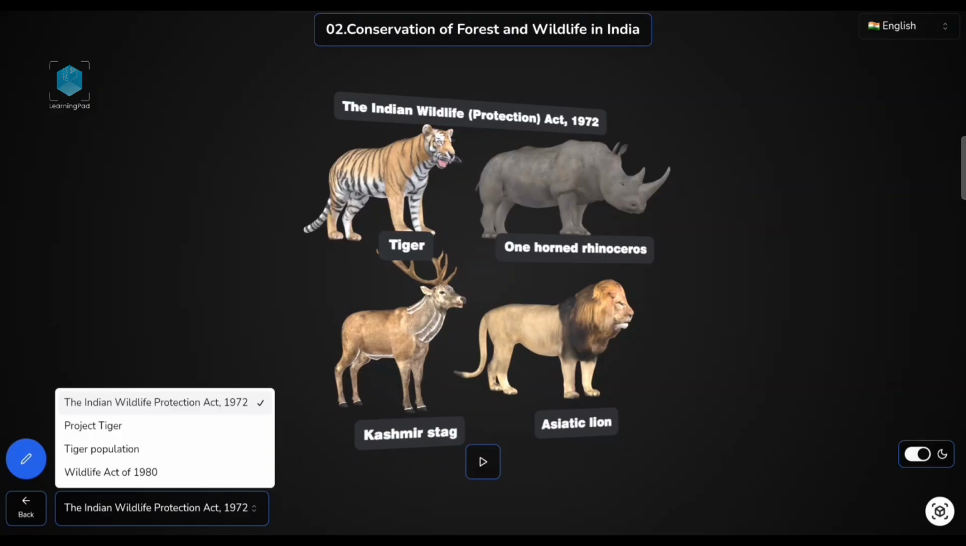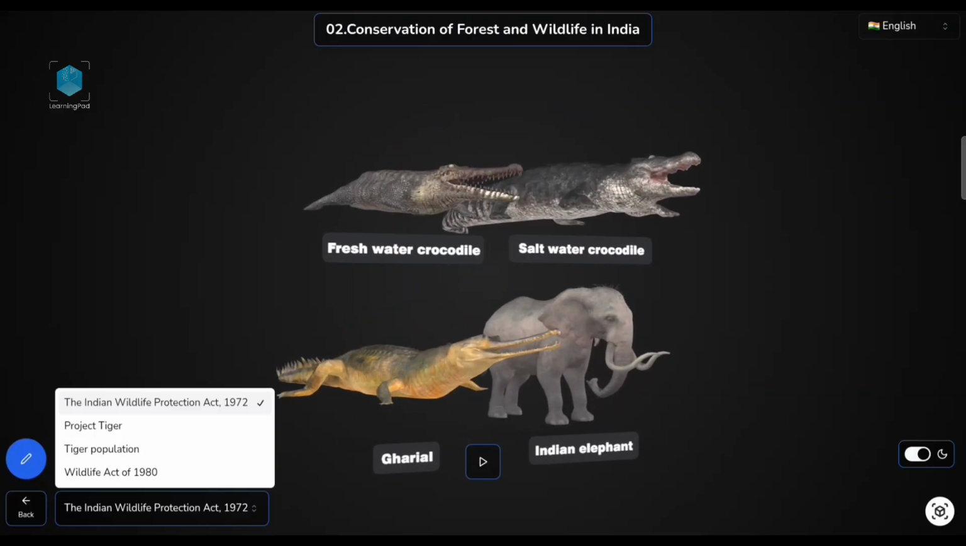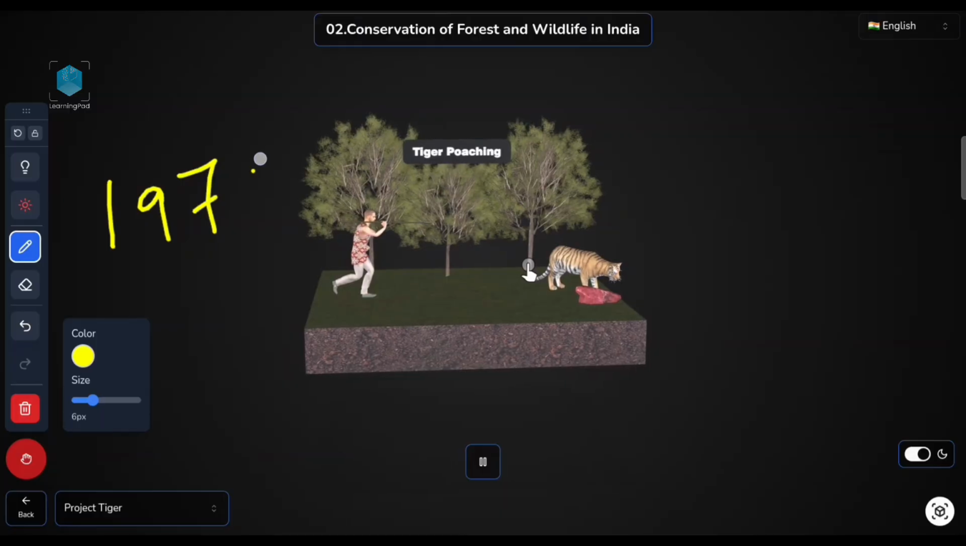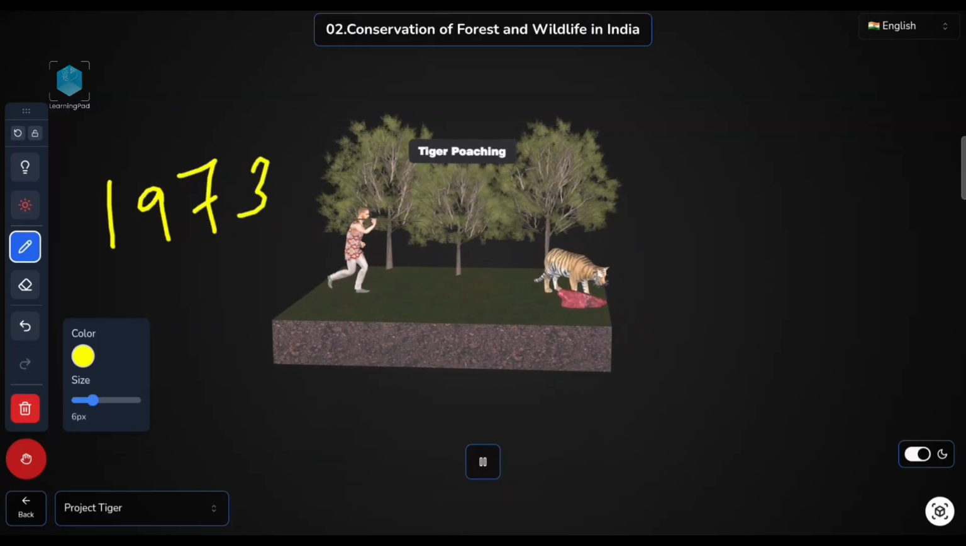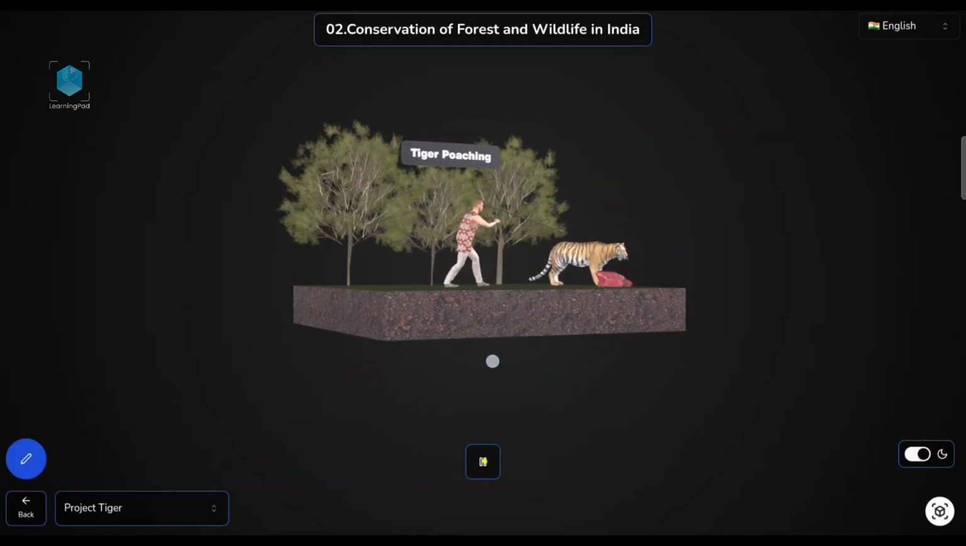Now let us talk about one of the most successful initiatives under this act, which came in 1973. That is Project Tiger, which came in 1973. Please look at my screen, children. What do you see? We see a person trying to kill a tiger.